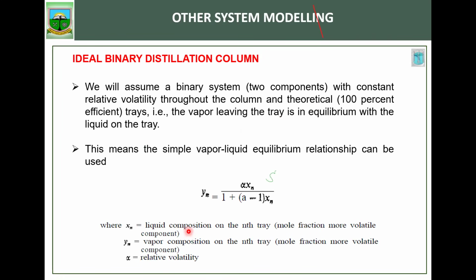So if you remember, we did the flash drum, right? So we talked about this continuity equation, which is used to calculate the composition of gases in the system, which is driven by what? The relative volatility, alpha. It's not E.